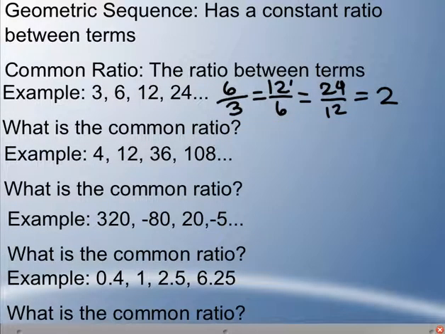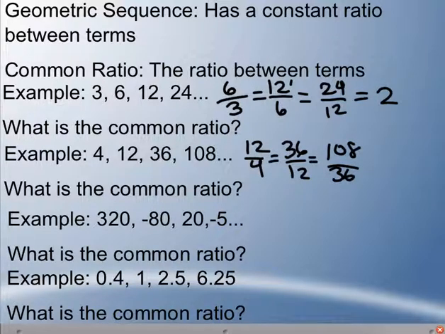Another example, we'll look at a few on this page. On this next one, 4, 12, 36, 108, we could do 12 divided by 4, 36 divided by 12, 108 divided by 36. These end up all being the same as 3. So we would say our constant ratio is 3.